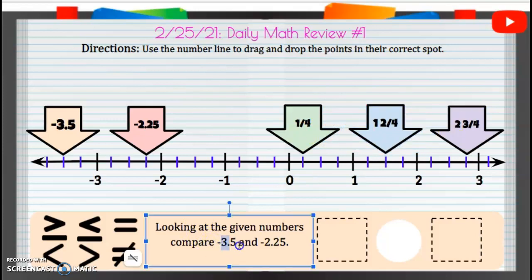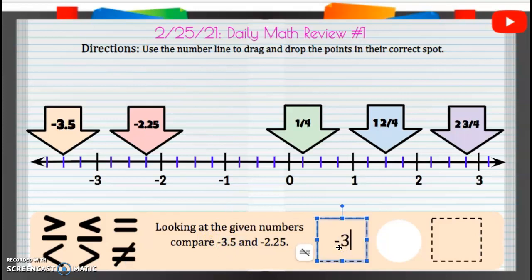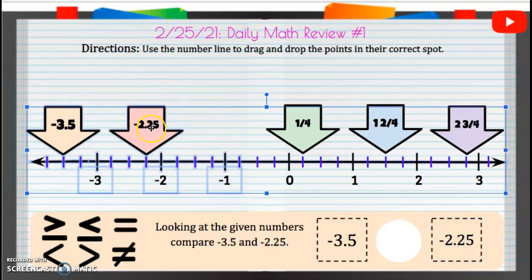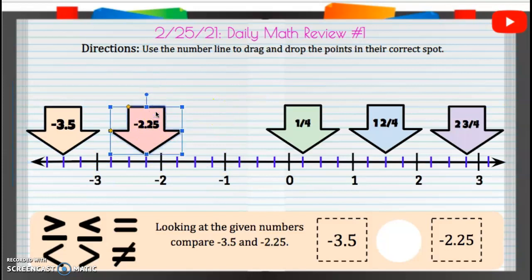We have -3.5 and -2 and 25/100. Which is bigger? If you are below 0, the one closest to 0 would be -2 and 25/100. So -3 and 5/10, because they're both negative, is farther away. So that means it is less than that. I would rather owe somebody $2.25 than owe them $3.50. So I think of it in that perspective.